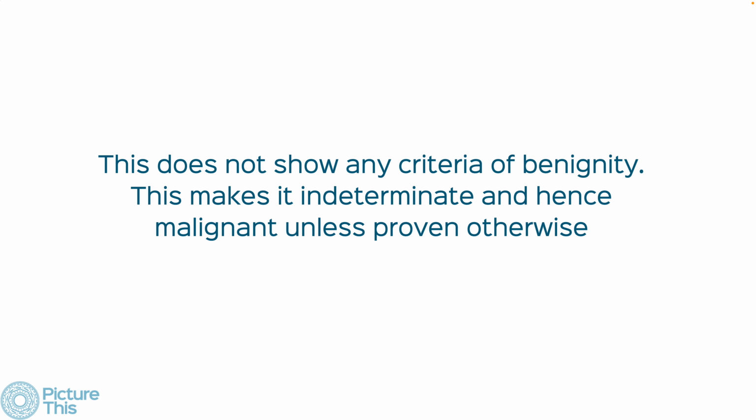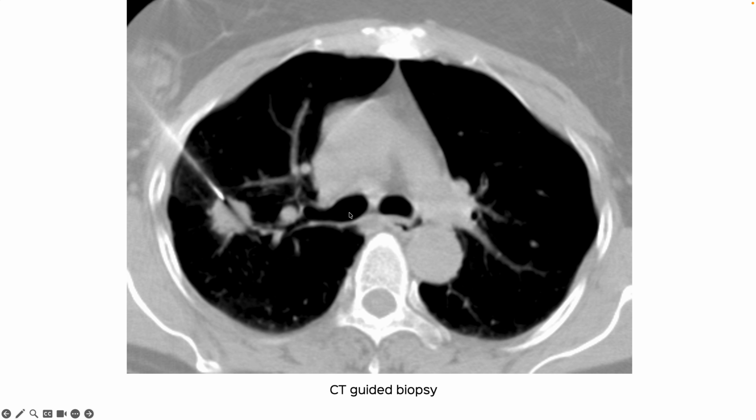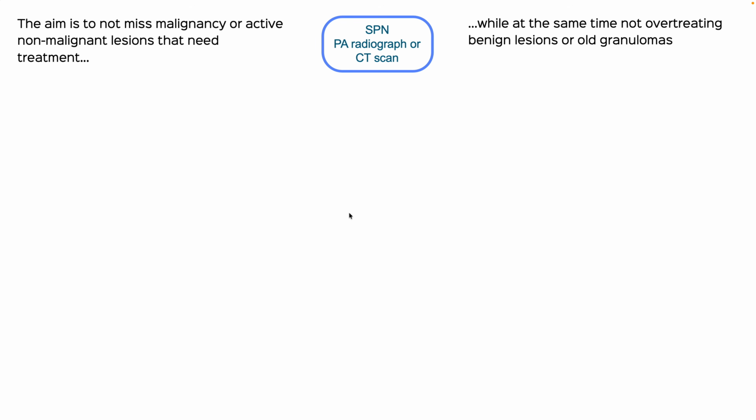So there are no criteria for benignity, which makes it indeterminate, and the idea of indeterminate is malignant unless proven otherwise. So what would you do next? These are the options. This patient underwent a CT-guided biopsy, turned out to be adenocarcinoma.